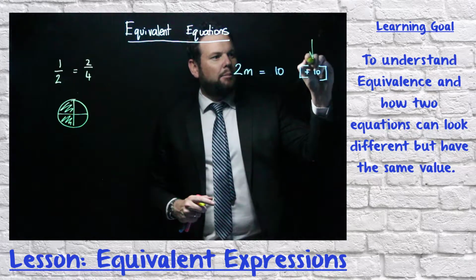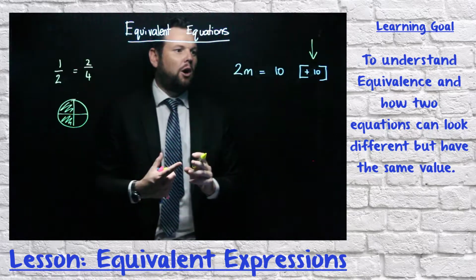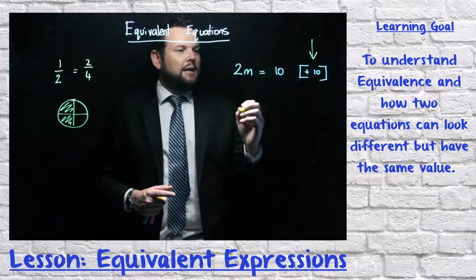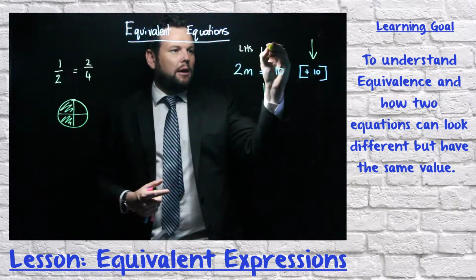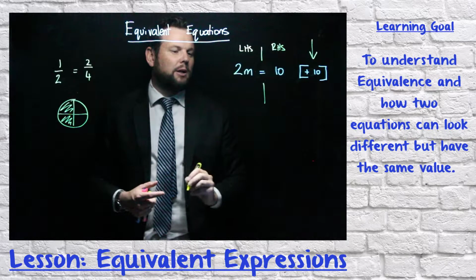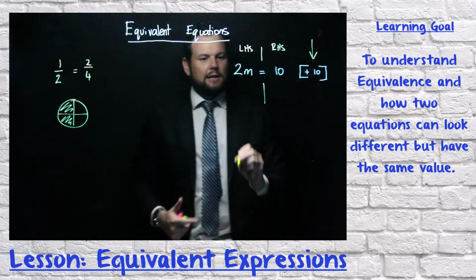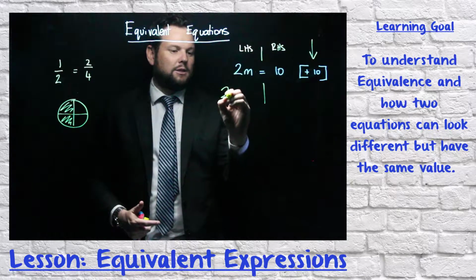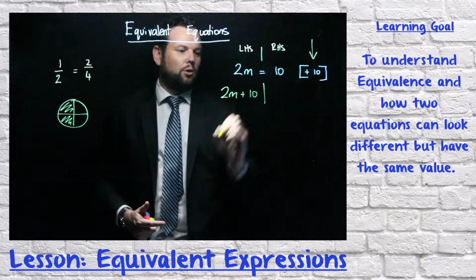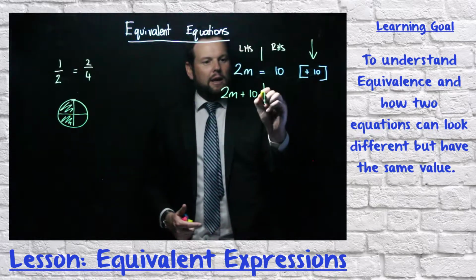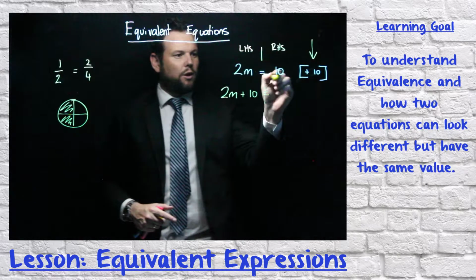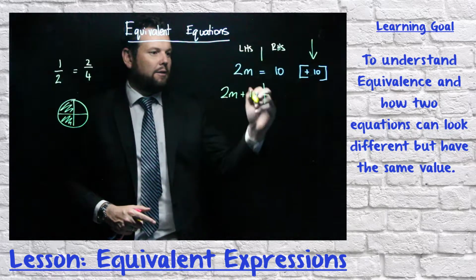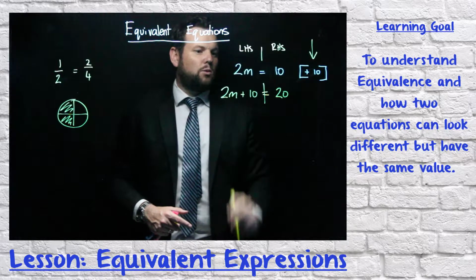So when it says apply this operation to both sides, what that means is that we need to add 10 to the left-hand side and to the right-hand side. For the left-hand side, that's easy, I just put plus 10. And then for the right-hand side, I just add 10 because there's already a constant term there, I can add them together. So that's going to give me 20.